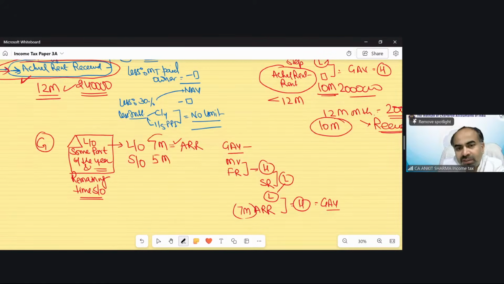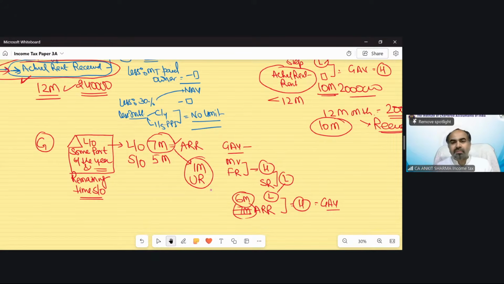Suppose out of the 7 months let out, 1 month's rent is unrealized. That is possible. We let out our property to a tenant for 7 months, and he paid only 6 months' rent. Still, what will happen? Nothing. In this ARR, we will take 6 months' rent and solve it. And there is no identification of case D, E, G. You do not need to mention it.